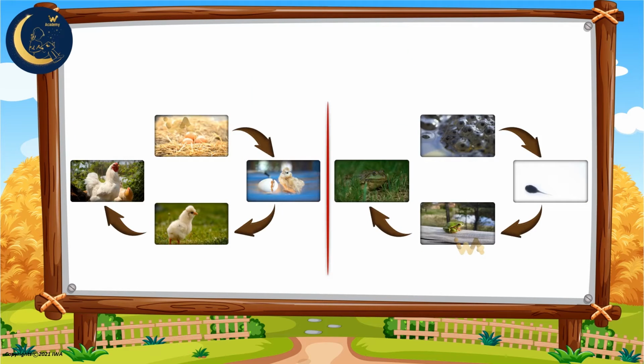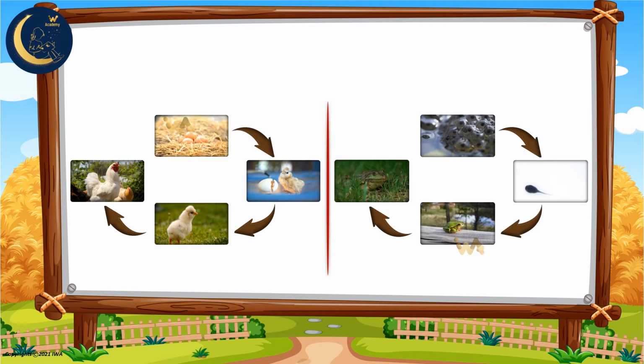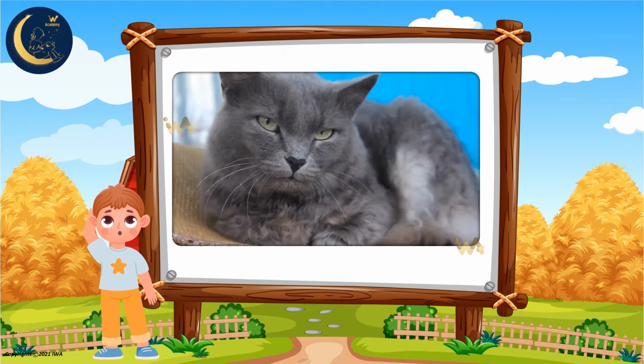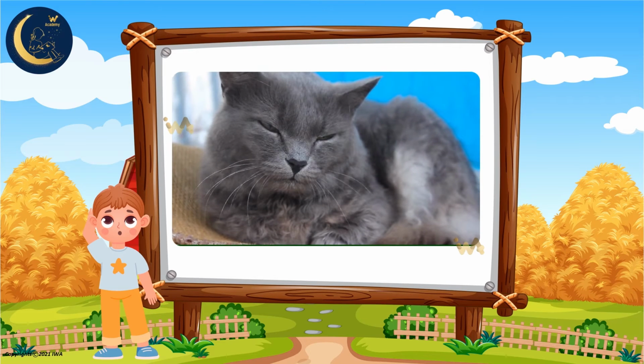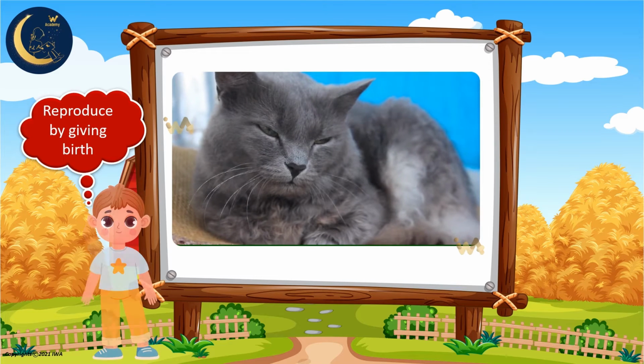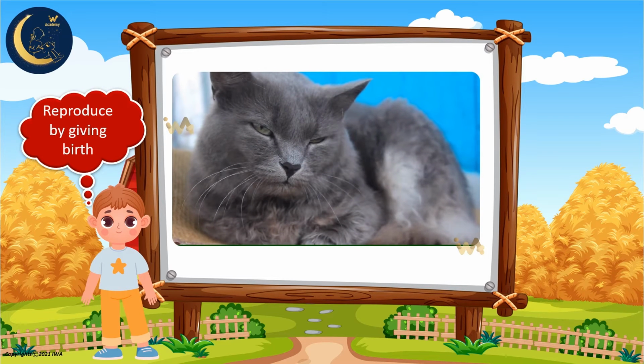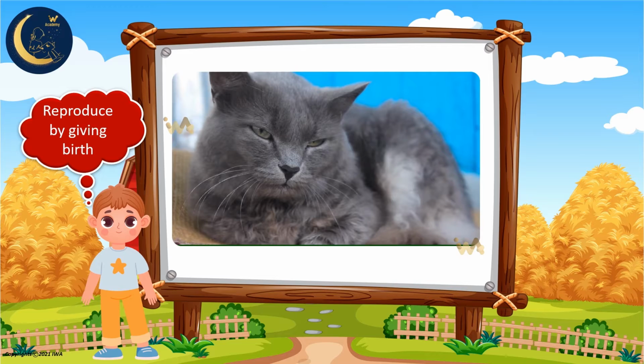Did you notice, my friends, that the life cycles for chickens and frogs are similar? They are both living organisms that reproduce using eggs. However, the living organisms that reproduce by giving birth have a different life cycle. For example, this cat is one of the living organisms that reproduces by giving birth. Let us learn about the stages a cat goes through to grow.